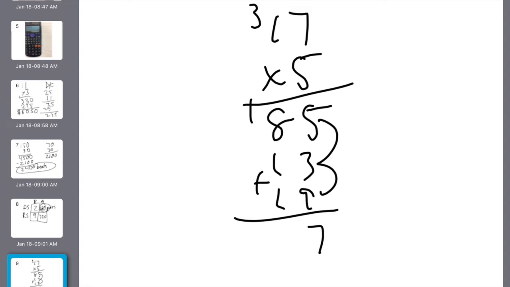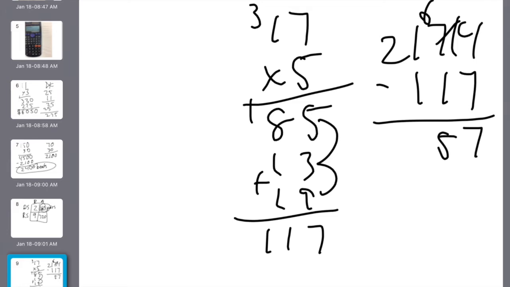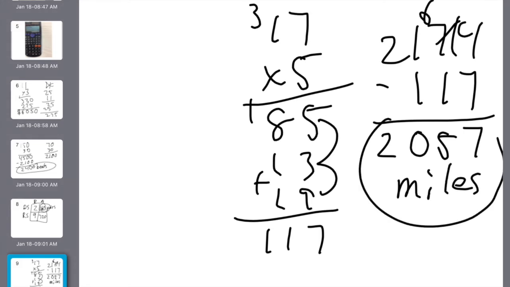Then I have to add the 13 and the 19. 8, 17, carry the 1, 9, 10, 11. I'm at 117. The whole trail is 2,174. I've traveled 117. I'm going to subtract. Boom. 14 minus 7 is 7. 6 minus 1 is 5. 1 minus 1 is 0. 2 minus nothing is 2. I have about 2,057 miles still to go. That's a lot. A lot more days.